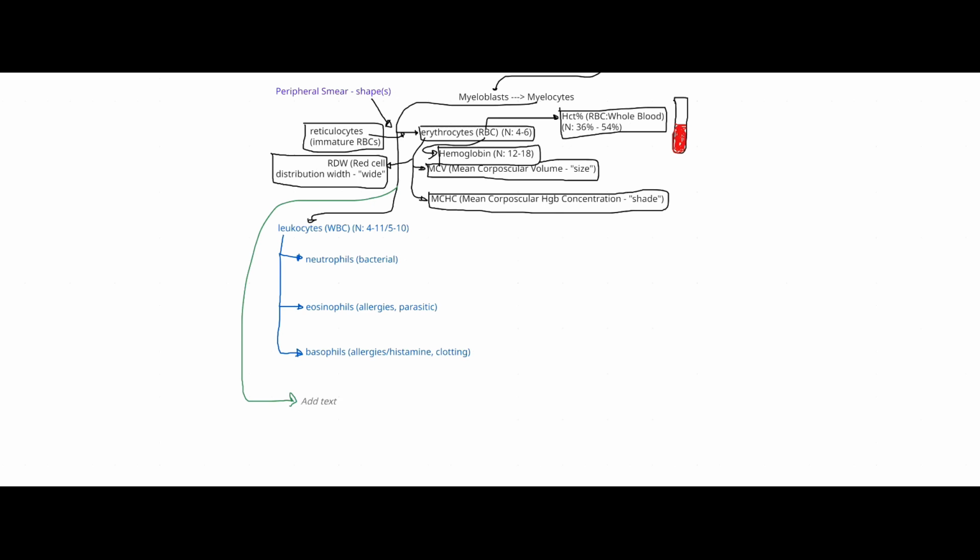And of course, these are our platelets. And the normal value of platelets is 150 to 400. Okay, and of course, this is for clotting.